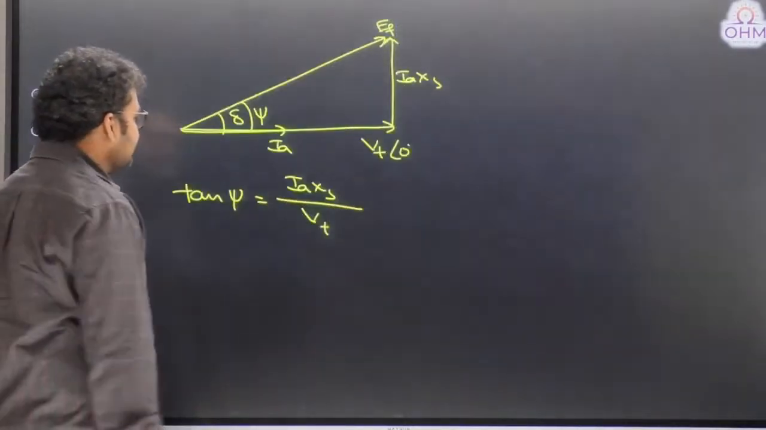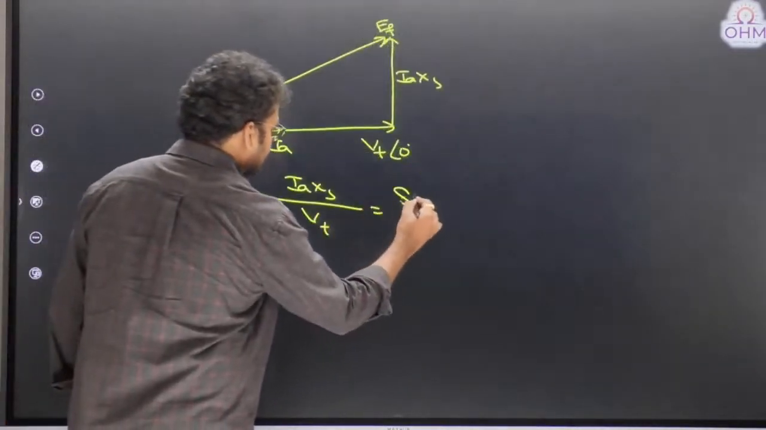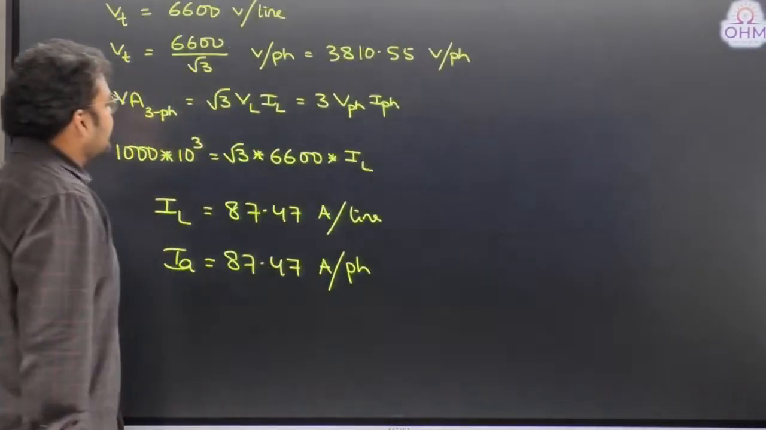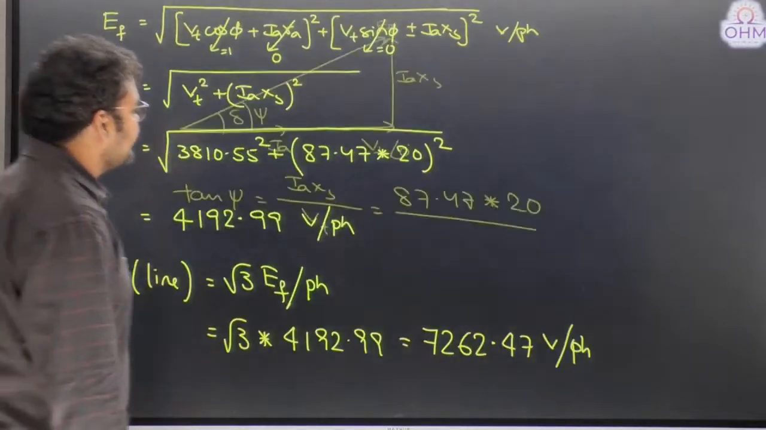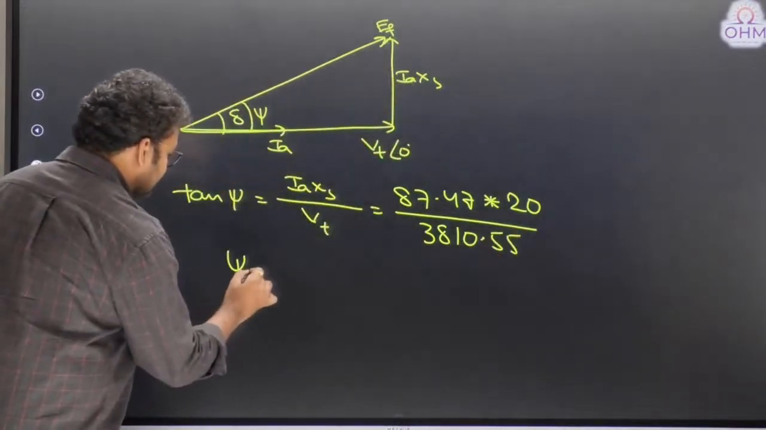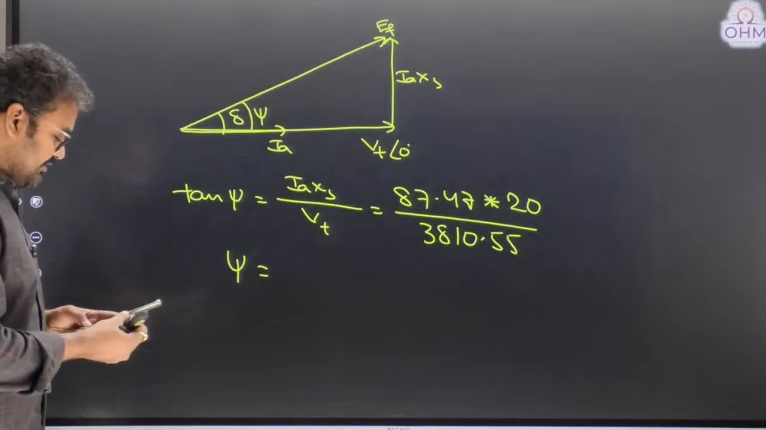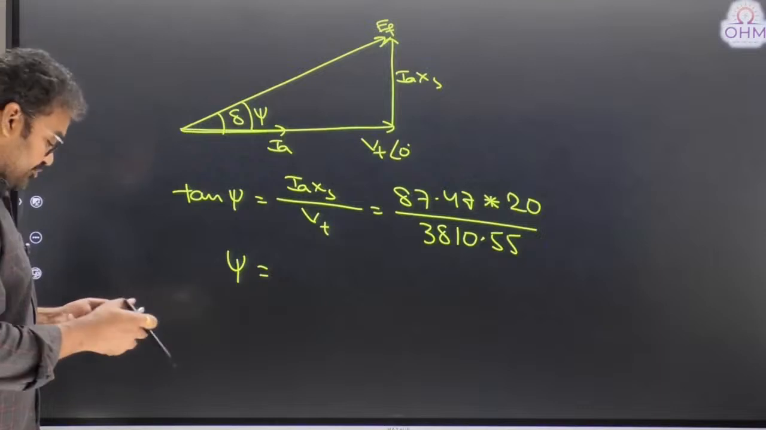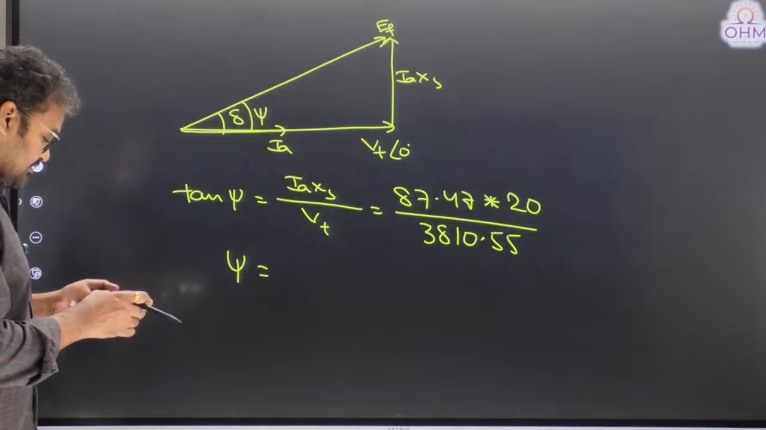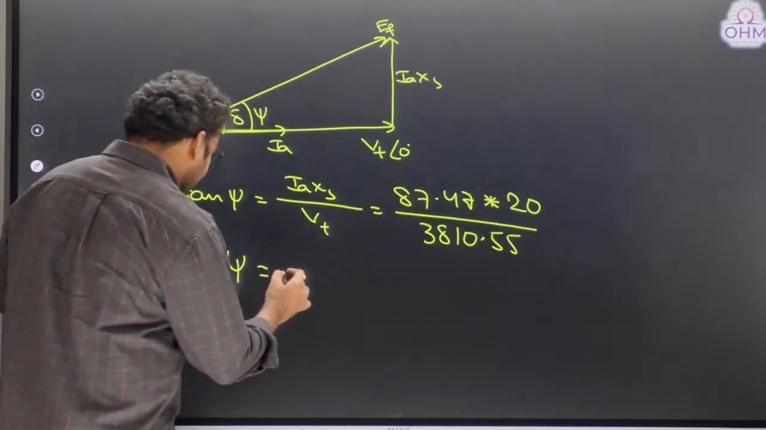So in the question, what IA value did we get? IA value was 87.47. 87.47 into XS 20 divided by VT 3810.55. So this will give you psi, and delta is the same right now. Let me calculate. 87.47 into 20 divided by 3810.55, tan inverse of that value. So I am getting 24.65 degrees.